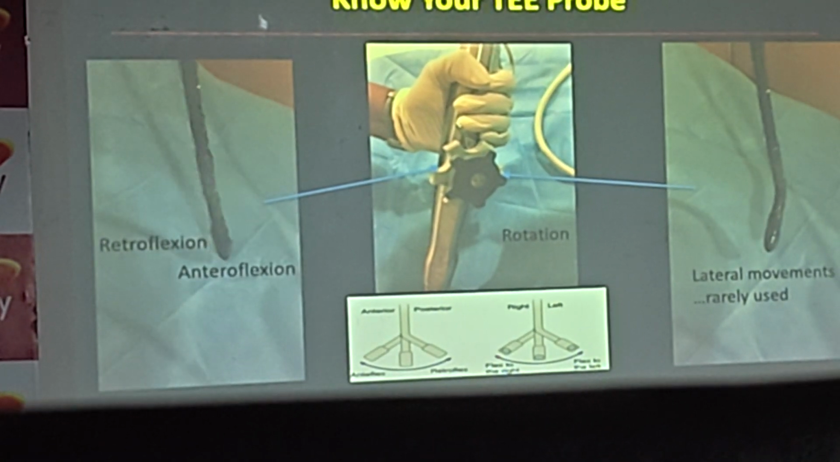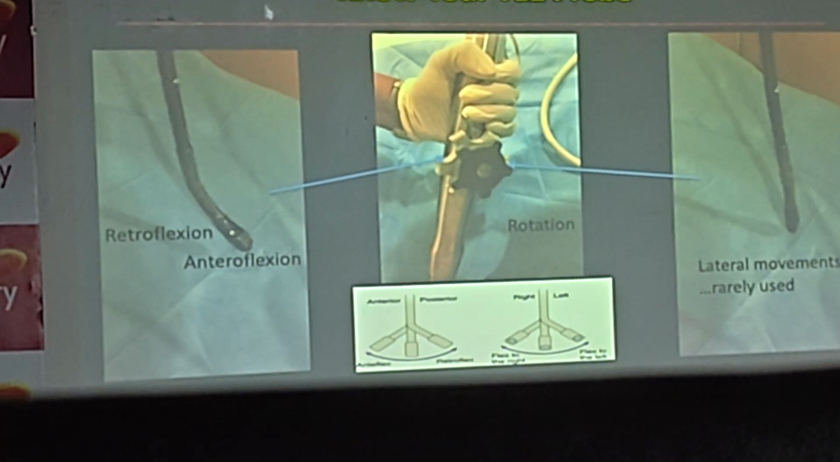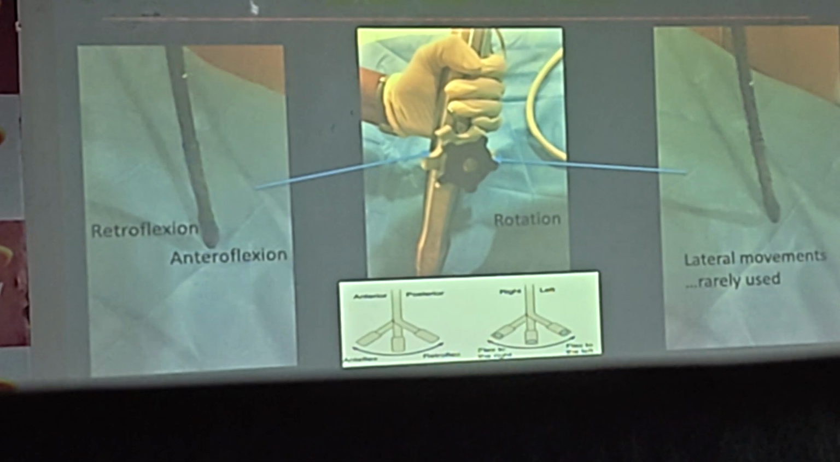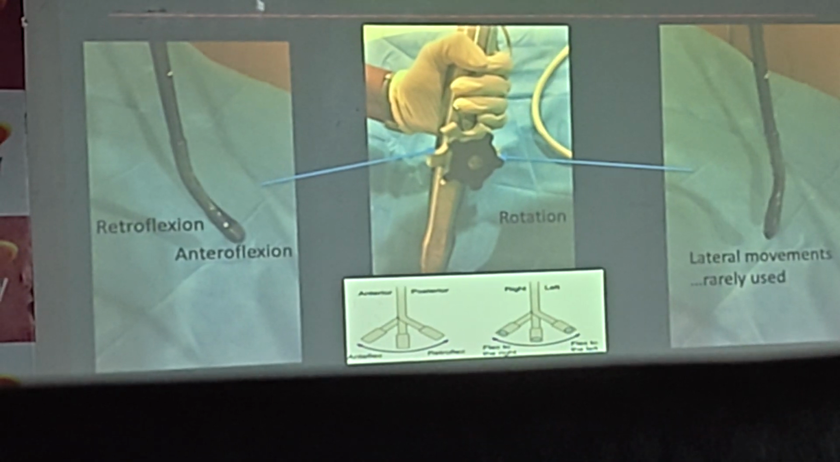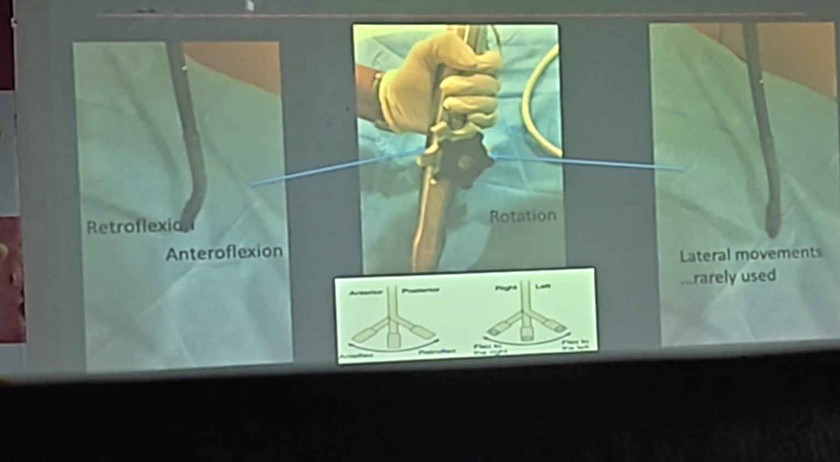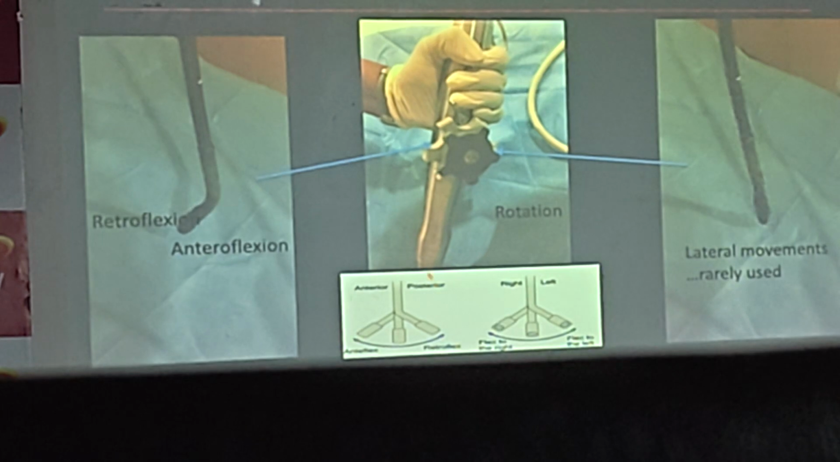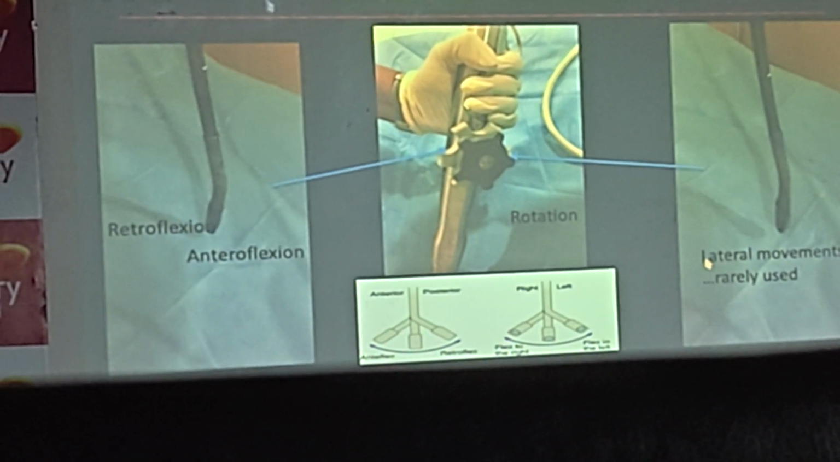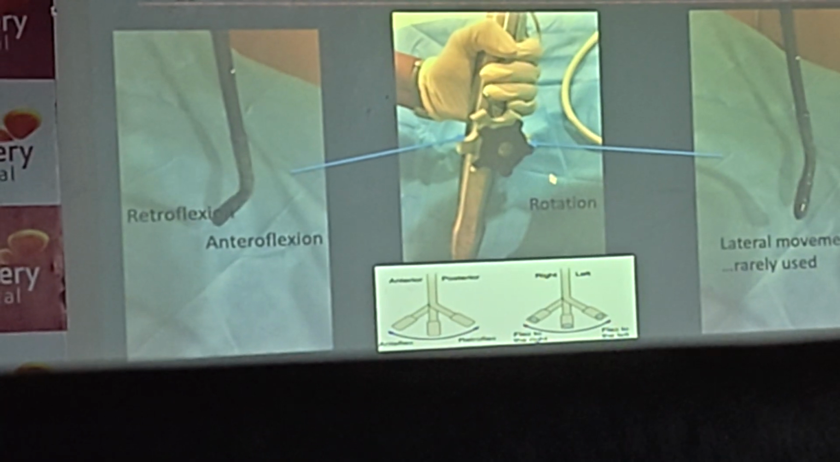So you have a retroflexion and you have an anteroflexion. Any of these movements cause a lot of discomfort in an awake patient, and too much movement, if you're too aggressive, can also be a problem. So know when to use retroflexion, when to use anteroflexion. And the lateral movements are very rarely used. The smaller wheel is less used.